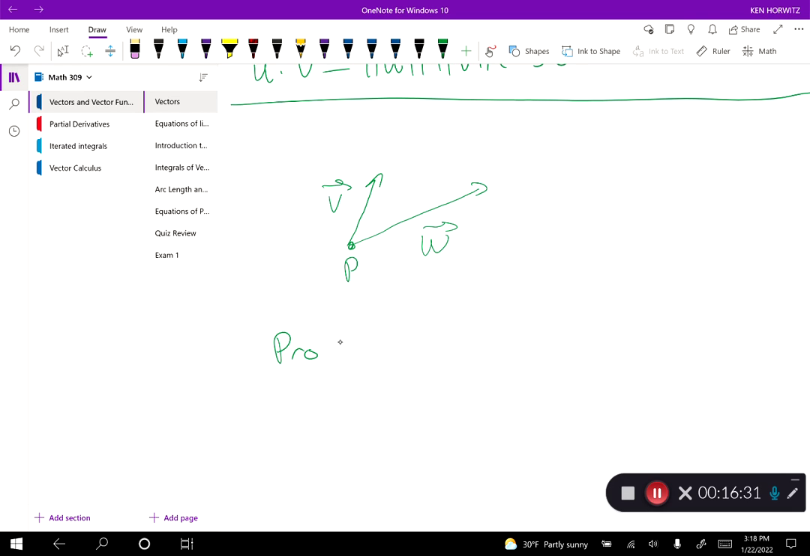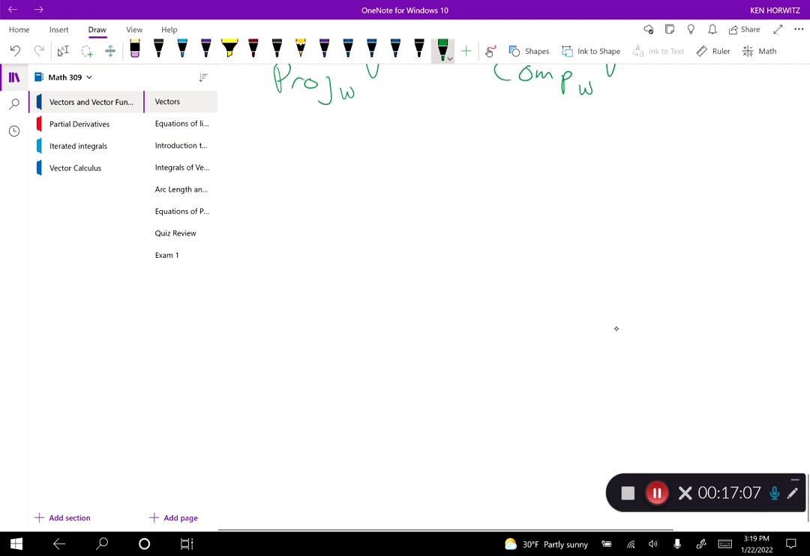So the way you would write that mathematically would be the projection of V onto W. All right, the component of V onto W is the magnitude, or scalar projection. All right, so let's try one or two examples, and then we'll call it quits.